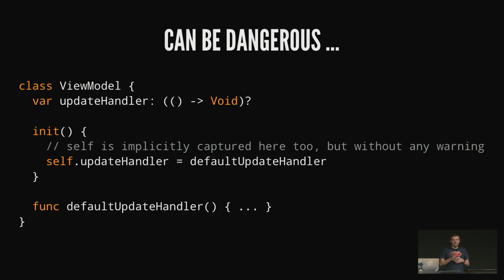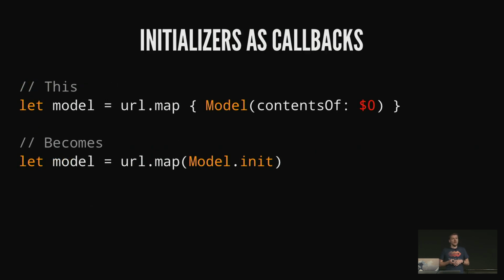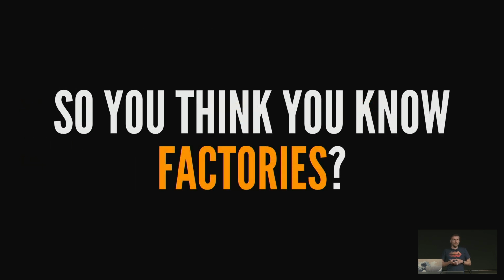So generally speaking, it's probably not a good idea to do this. Where it is a much better idea to use this paradigm is for initializers, where you don't have this risk of a retain cycle, because you can't create a retain cycle if you're passing an initializer, because the object doesn't exist yet. So this is quite nice from a syntax sugar point of view, but it does actually have a pretty handy real-world use case. I'm going to talk about that in a second, but first, a little discussion about factories.